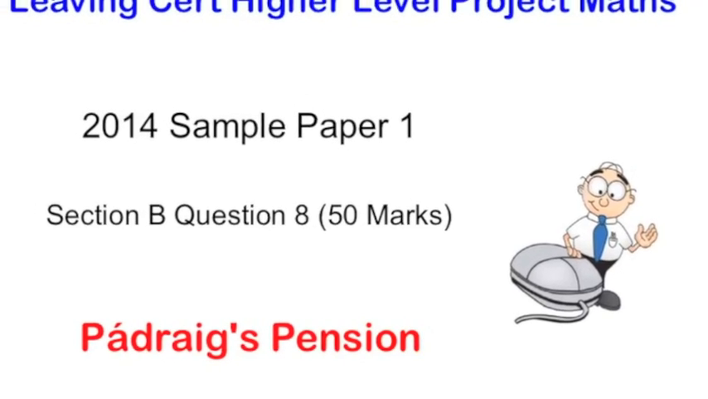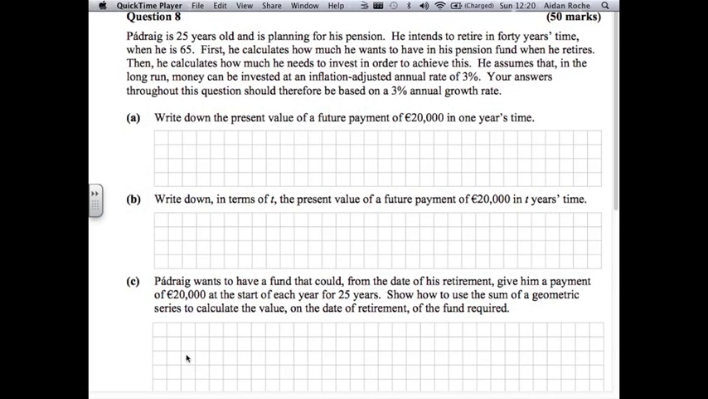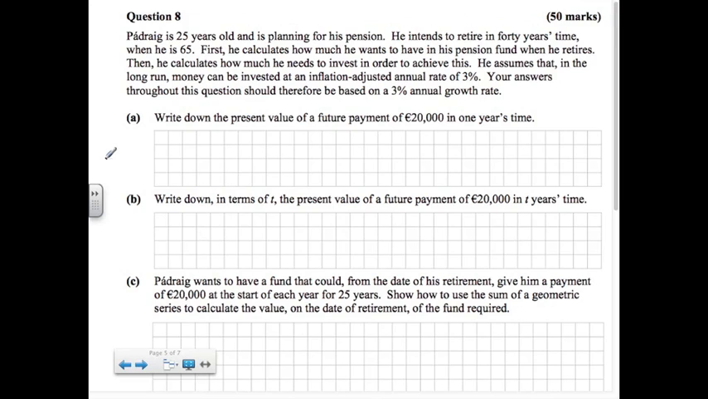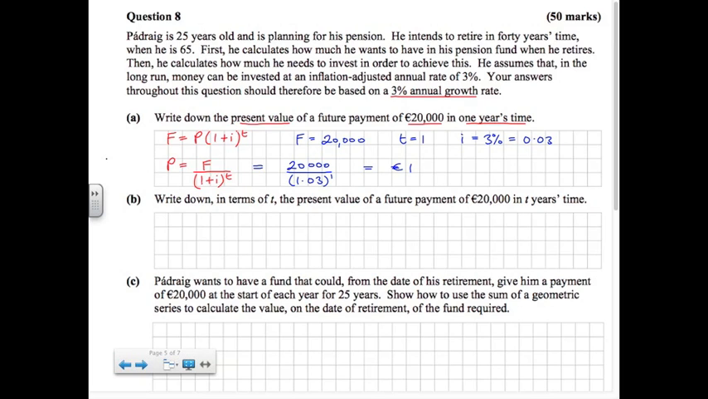Okay, this question is from the sample paper 2014 called Podrick's Pension. The first part of the question was to work out the present value of a future payment of 20,000 euros in 1 year's time, if the rate is 3%. Well, if we look up the tables, we see formulas for future value and present value. In this question, the future value is 20,000 euros, the time is 1, and the rate is 3% or 0.03. So subbing these numbers into the formula for present value, it gives us 19,417.48.